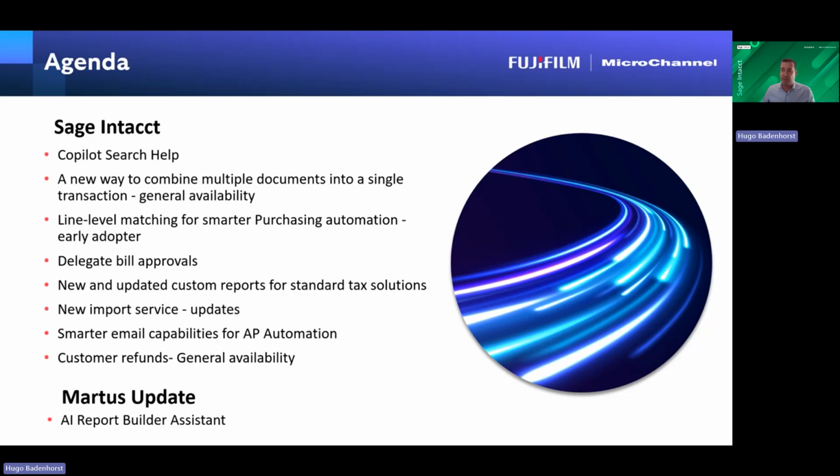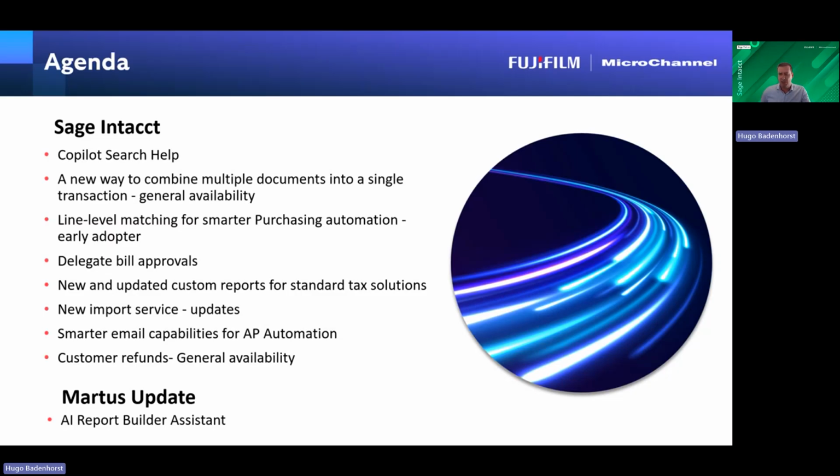But generally, firstly, on the Intacct side: Copilot search help. We'll look at multiple documents on a PO transaction level, and line level matching from a PO perspective. So just talk about a few things on those. Delegation on the AP bills, so functionality that was enhanced there. And then just around the taxes and some enhancements there, around new and updated custom reports and solutions that are available.